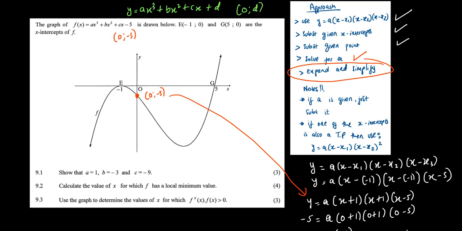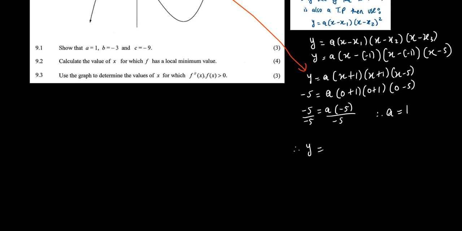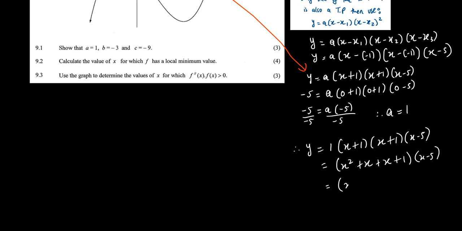To find b and c, guys, don't worry, the steps explain that after getting a, simply expand and simplify. So you're going to say, therefore y is equal to, remember your a is 1, so you put 1 there, then (x plus 1), again (x plus 1), and then (x minus 5). Then you're going to get x times x, x squared, x times 1 is x, 1 times x is also x, 1 times 1 is 1, and then you have x minus 5. Then you get x squared plus 2x plus 1, times (x minus 5). Then guys, it's algebra now.